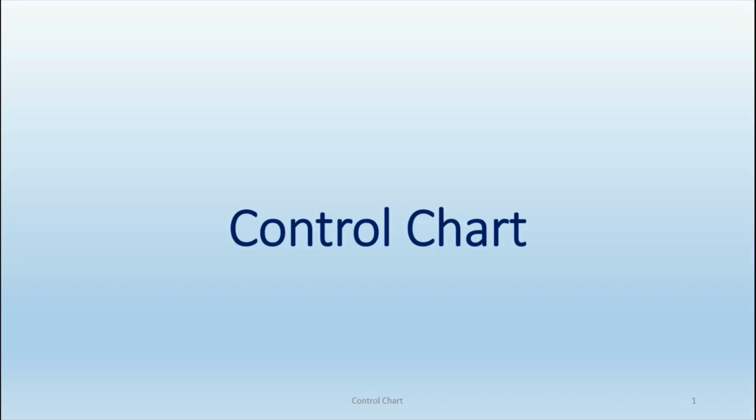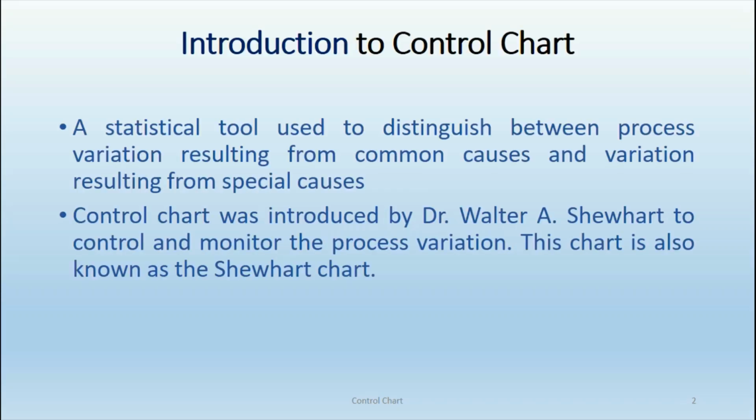Today I'll tell you about control chart. Control chart is a statistical tool used to distinguish between process variation resulting from common causes and special causes. It is also used to see the stability of the process.